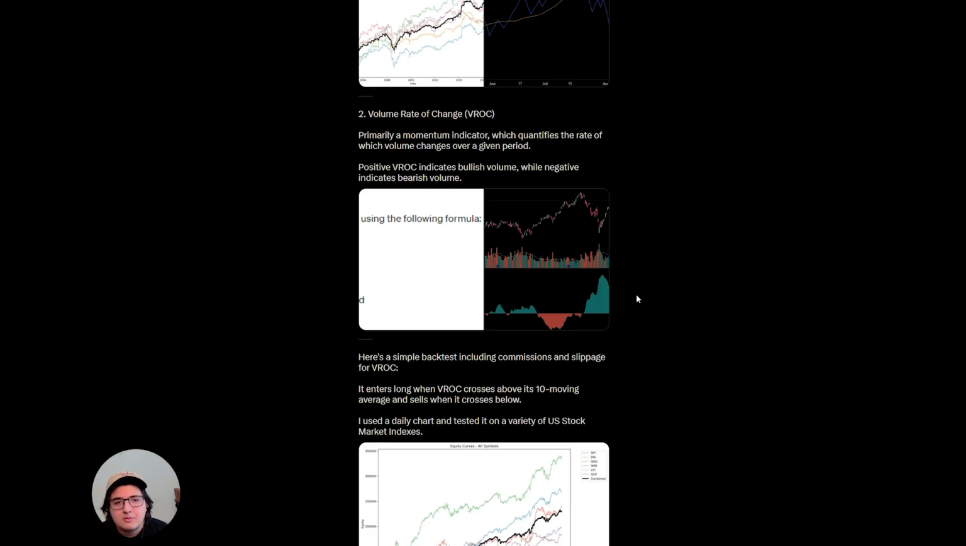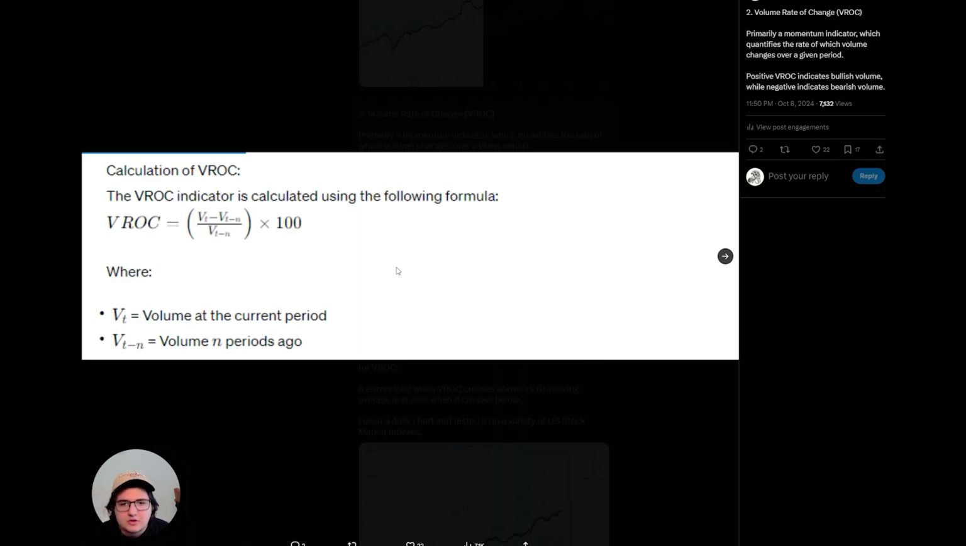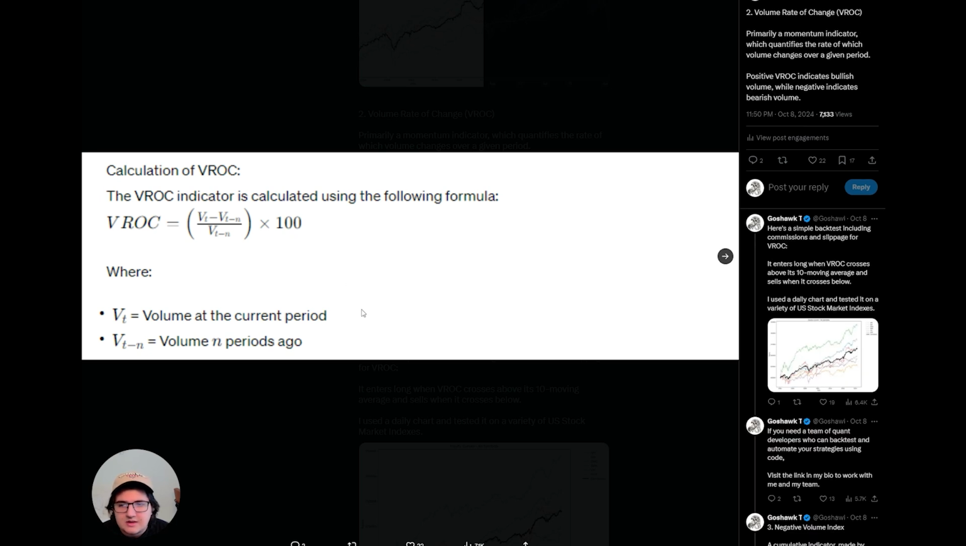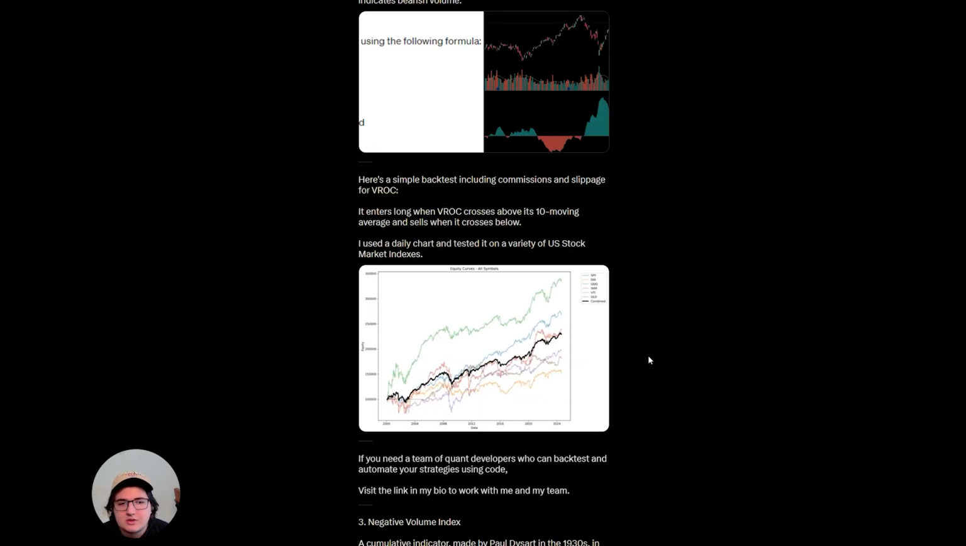This is primarily a momentum indicator which quantifies the rate of volume changes over a given period. Positive volume rate of change indicates bullish volume, while negative indicates bearish volume. So you can see here the basic formula for it. Overall, this one's not too complex either. And as mentioned previously, a lot of platforms already have these indicators built in, or you could just use a Python library, for example, and most of them will have that formula calculated for you. Here's a simple backtest including commissions and slippage for volume rate of change.